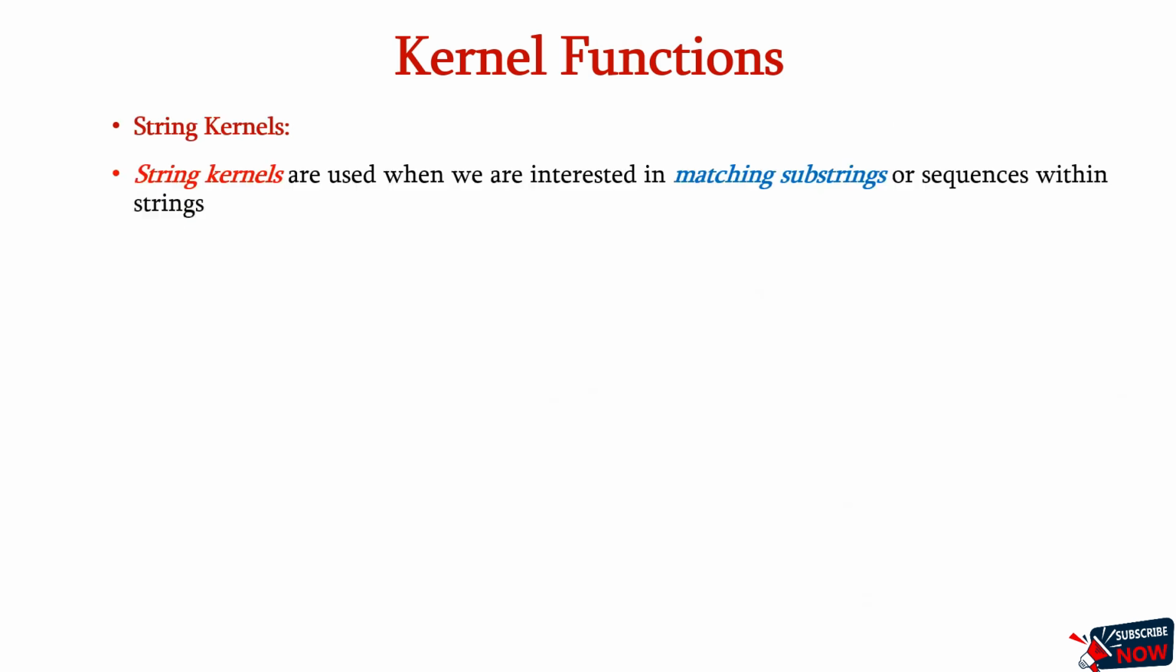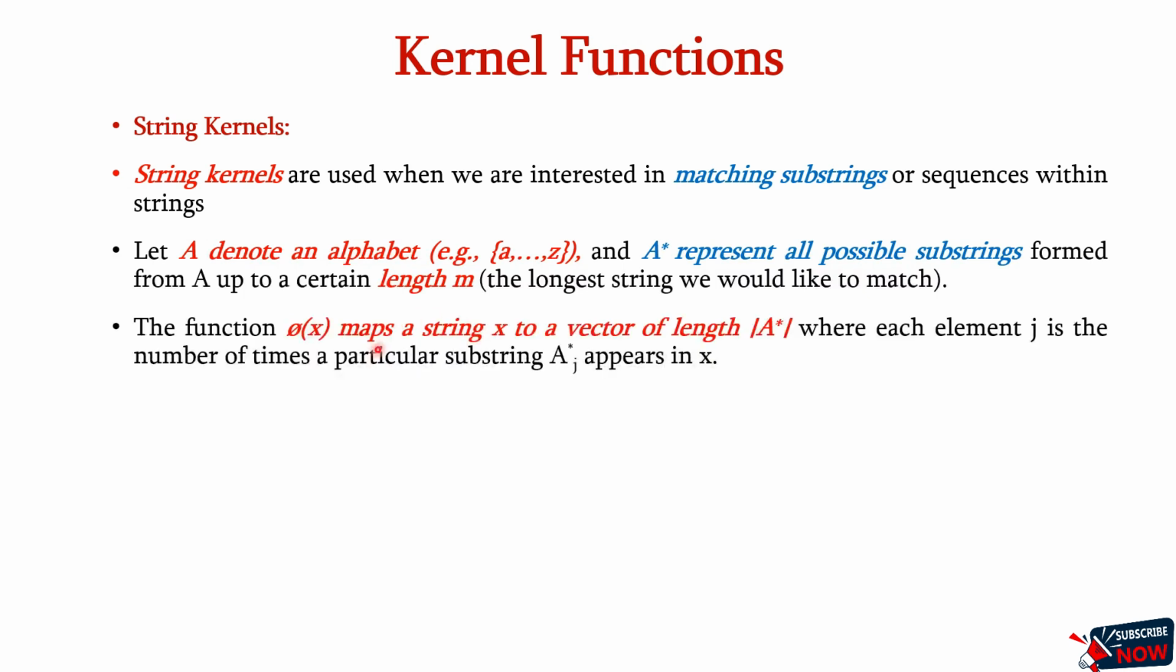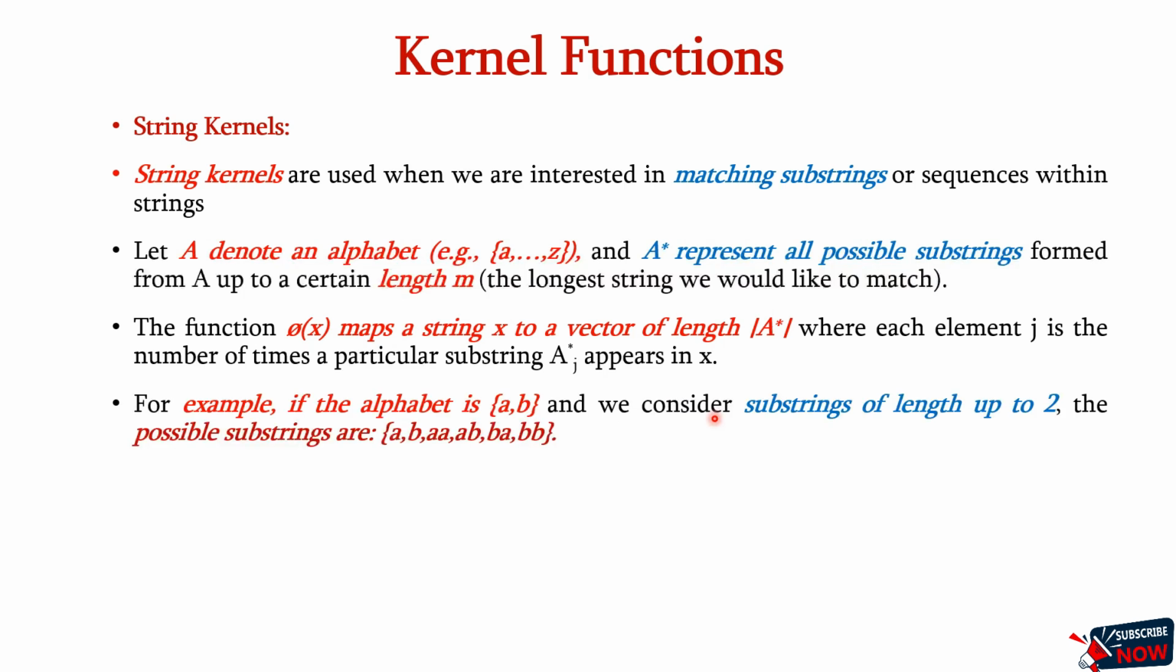Next, let us see about string kernels. String kernels are used when we are interested in matching substrings or sequences within the strings. Let A denote an alphabet, for example A to Z, and A star represent all possible substrings formed from A up to a certain length m. The function pi of x will map a string x to a vector of length A star, where each element j is the number of times a particular substring aj star appears in x. For example, if we have the alphabet A, B and if we consider the substrings of length up to 2, the possible substrings which we can frame are A, B, AA, AB, BA and BB.